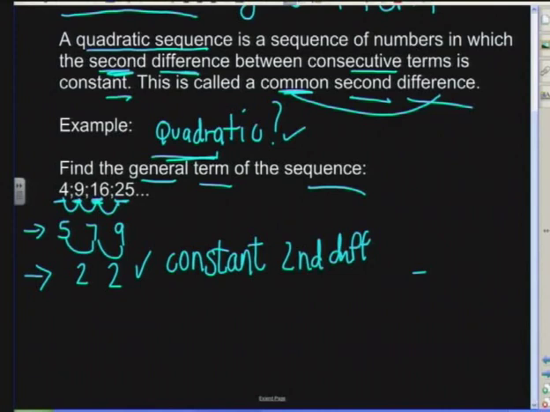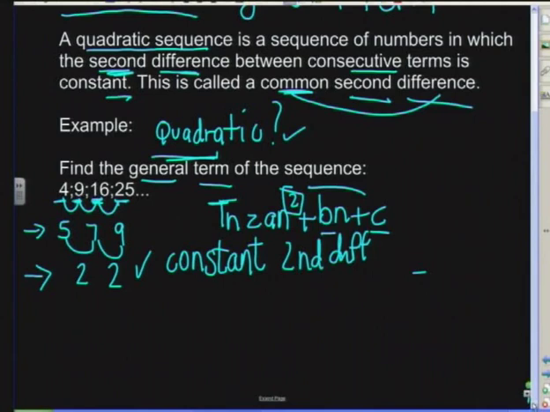So that means that our general term is going to look something like this. Tn is equal to an squared plus bn plus c. So it's going to look something like that. Guys, the values for b and c could be 0. So you might just have a case where you have Tn is equal to an squared. But as long as you've got the square, it tells you it's quadratic. All right, let's carry on.